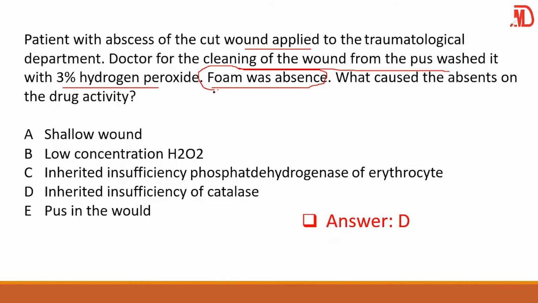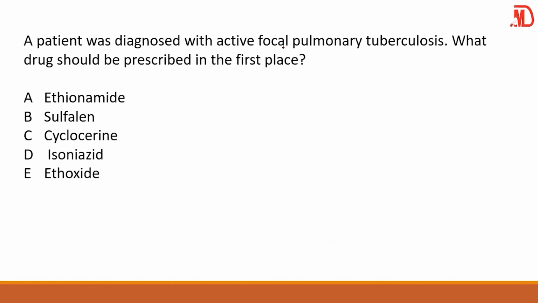All right. We have a patient diagnosed with focal pulmonary tuberculosis. So this was a lung infection. What drugs should be prescribed first of all? So you are thinking of tuberculosis, that's TB. And in TB, what do you use? You use isoniazid. So don't think too much. Go in for your isoniazid, as simple as that. That's the first drug that you need to prescribe.